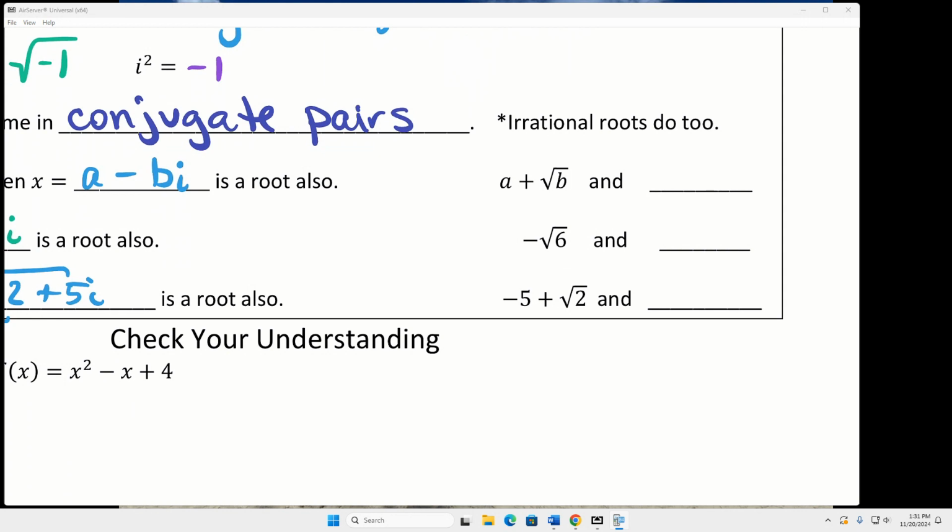So if a plus the square root of b is a root, so is a minus the square root of b. Right? If negative square root of 6 is a root, so is positive square root of 6. And then negative 5 plus the square root of 2 and negative 5 minus the square root of 2. They're always going to come in pairs like that.